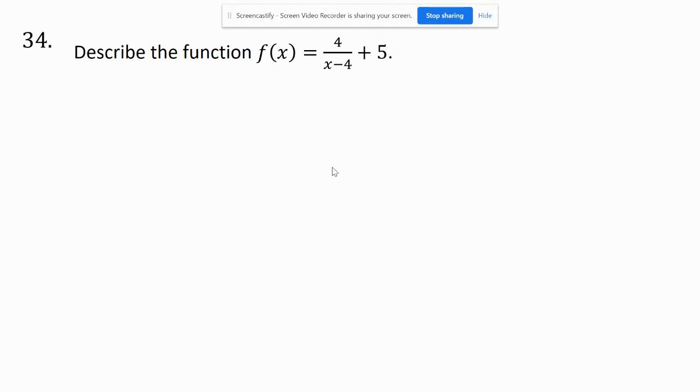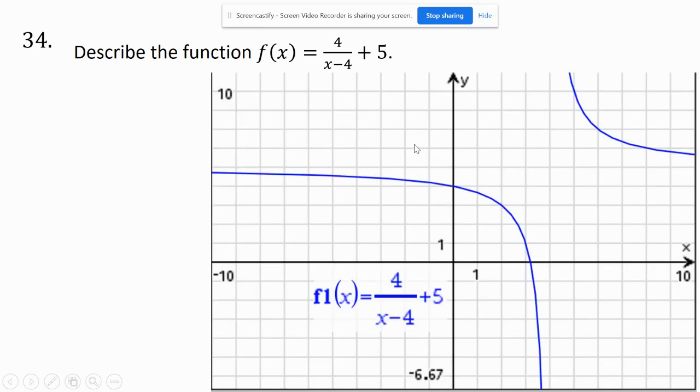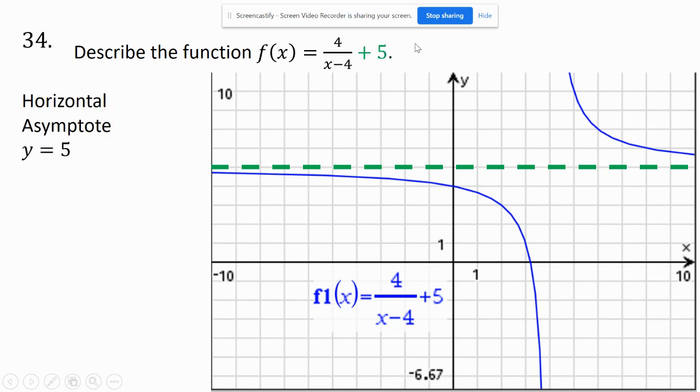Okay, we're going to describe the rational function 4 divided by the quantity x minus 4, plus 5. Well, first off, one thing that might help is just to go to your calculator and graph it. You can see I typed it in right here in my f of x. And you'll see this plus 5 up here. I know there's a horizontal asymptote at y equals 5 because it has that plus 5 on the outside here.